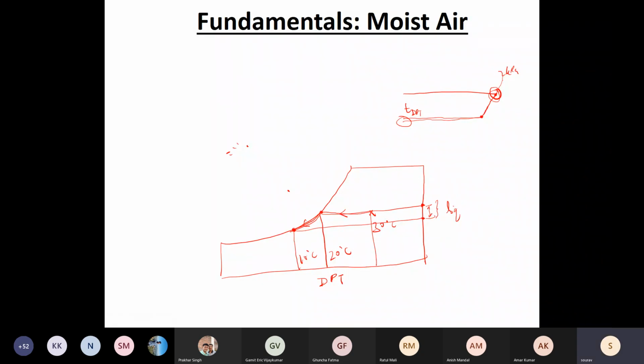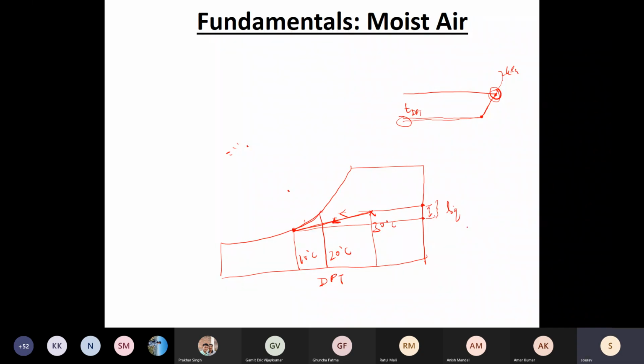Okay, instead of showing this entire process like this, what we do is again a simplification of this process line. We simply join the initial and final point like this. We'll show the entire process of cooling and dehumidification. So air becomes drier because we are capturing moisture and condensing it. This is the process which happens in your air conditioning.